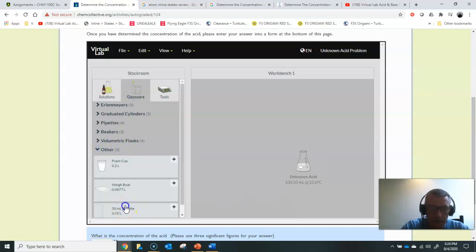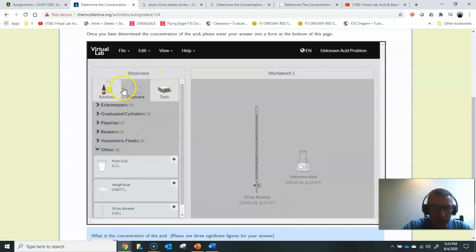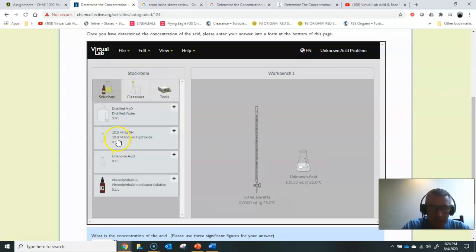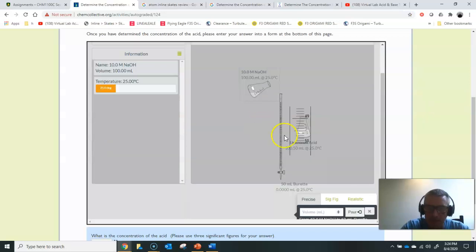That's located under Other. And we need to put some sodium hydroxide in it, a nice strong base. All we happen to have for solutions is 10 molar. Now that's crazy strong, but I'm going to go ahead and use it anyhow because I've tried it before and it works. And so I'm going to pour that in precisely. Let's pour in 50 mLs, right? Let's pour it in. And there it is.